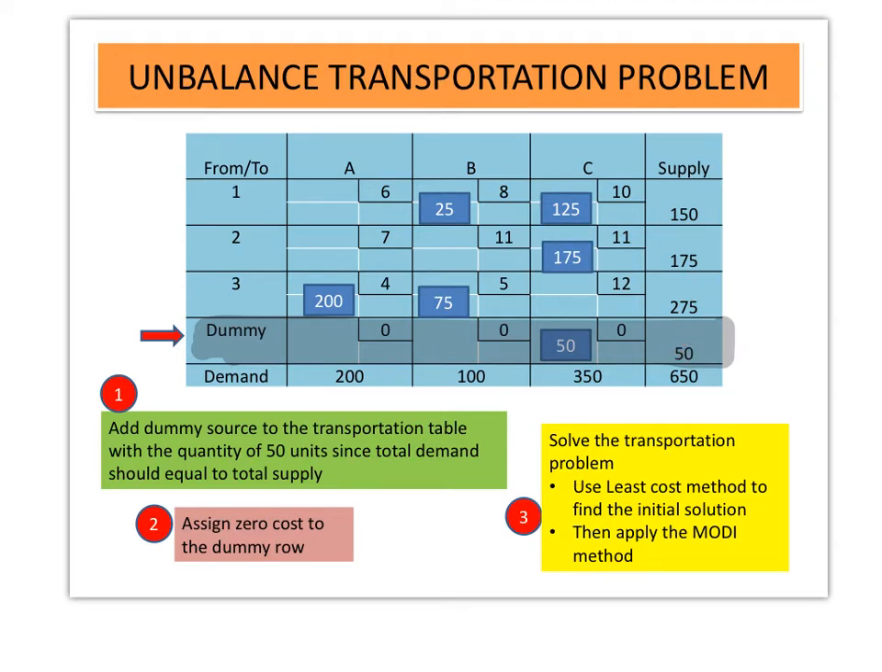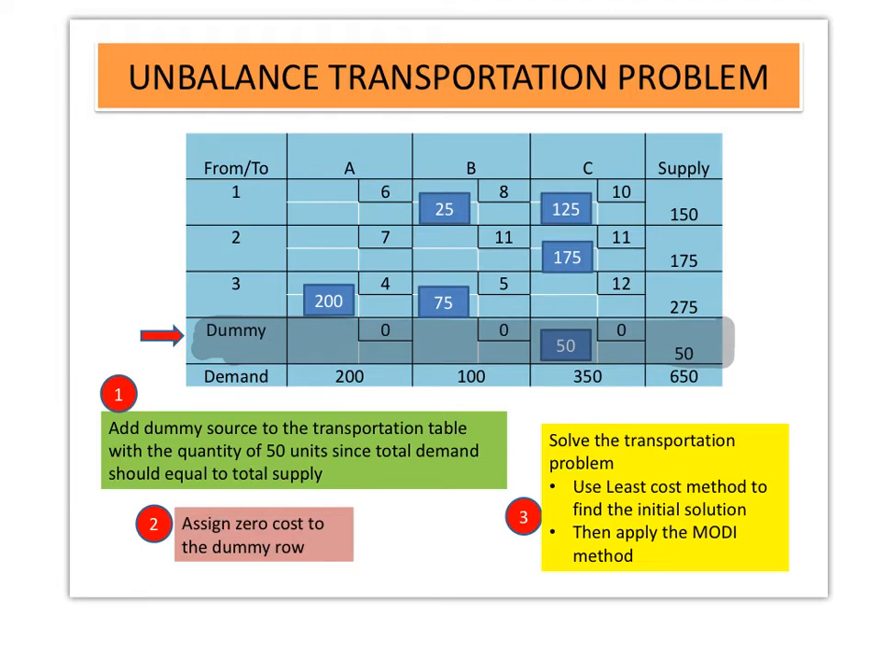So how do we solve this problem so that the transportation table is balanced again? The method is very easy.